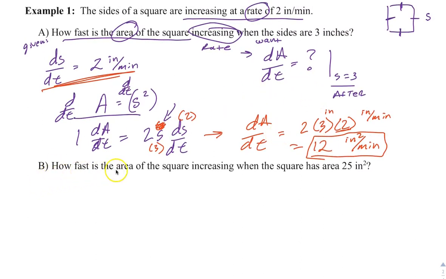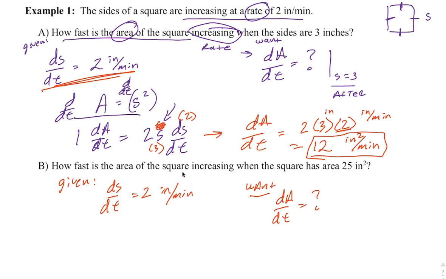Same idea. How fast is the area of the square increasing when the square has an area of 25? Same given: ds/dt equals 2 inches per minute. My want is different. I want how fast the area of the square is increasing. Well, actually, it's the same: I want dA/dt. Exact same want, but the other given is different. I want when the square has an area of 25, so area equals 25.